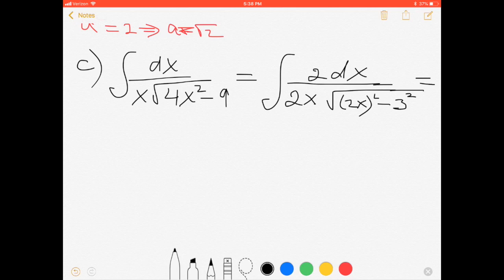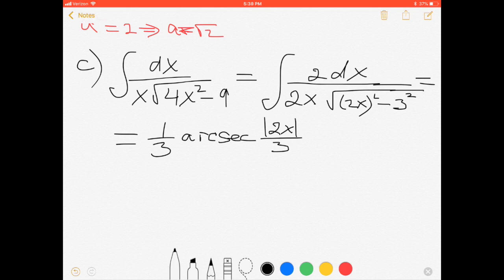Now is our integral ready for writing. What do we have here? 1 over a like coefficient. This means I have 1/3. Arcsecant. U is 2x, divided by a, which is 3. For arcsecant, we have absolute value, don't forget about it, and plus c. Okay.